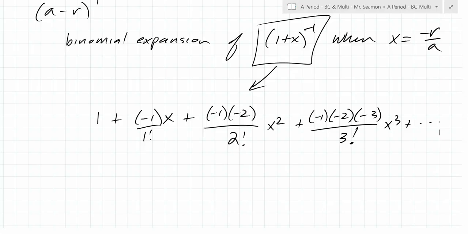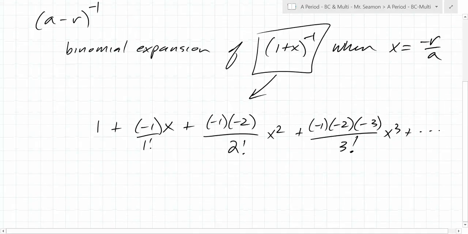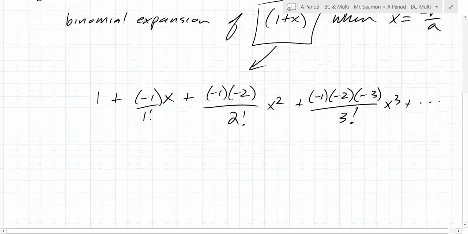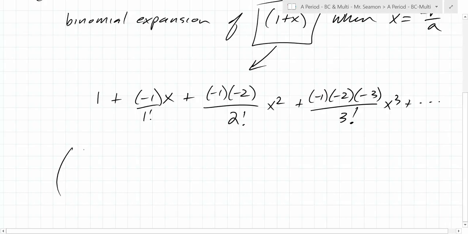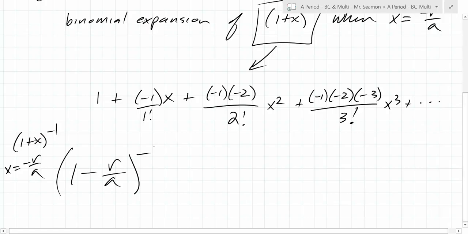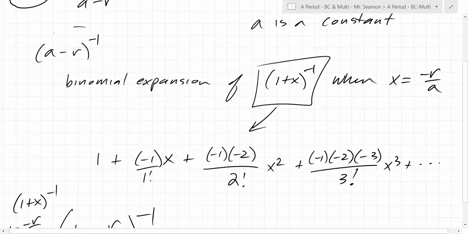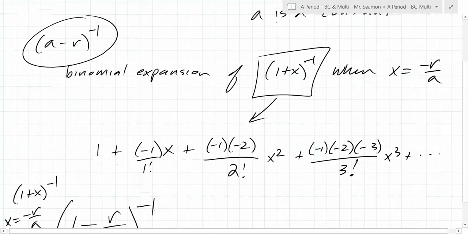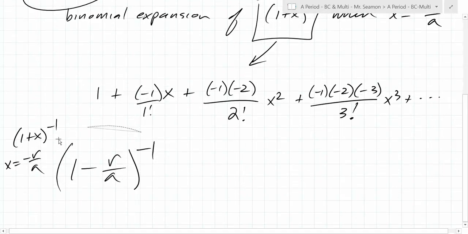Now if we want the binomial expansion for a minus r, let's make that substitution and check. If we had 1 plus x to the negative 1 and we plugged in x equal to negative r over a, what do we end up with? 1 minus r over a to the negative 1. Is that exactly what we have up here? It's almost what we have.